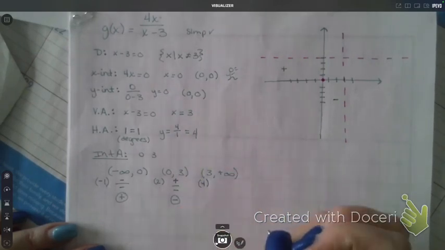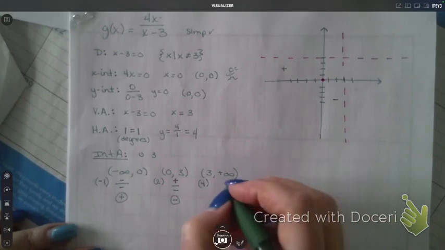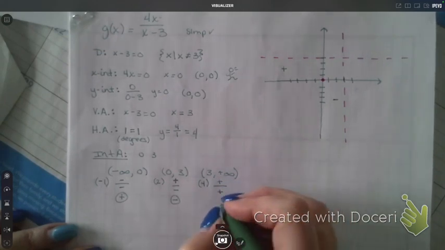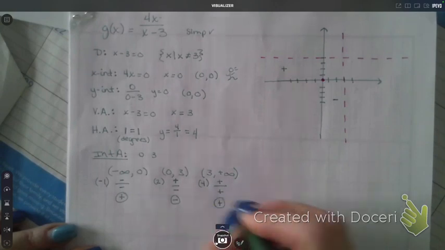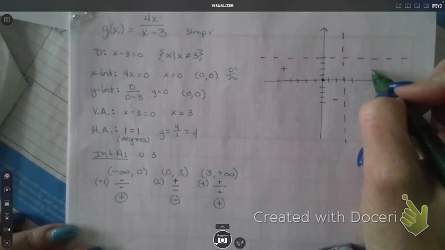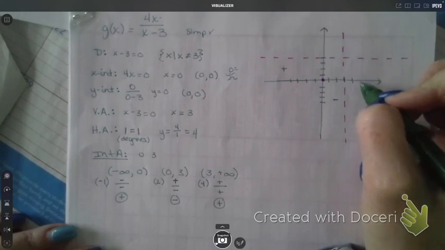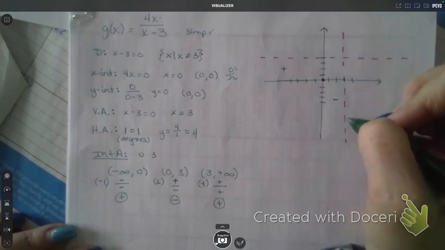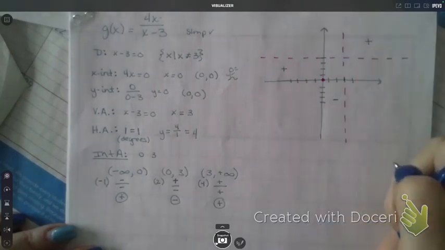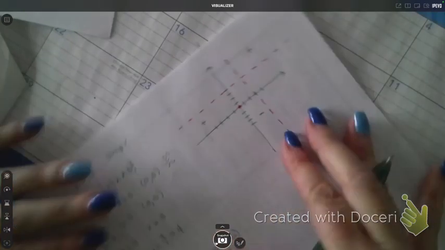So 4 into the numerator, positive or negative? Okay, 4 into the denominator. So the whole thing is... Can it be positive here? No. Why not? Because it doesn't have a point. It doesn't have a way to get to this other asymptote, does it? So it has to be where? Up there. So now you just sketch it.